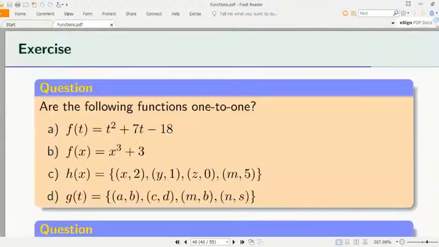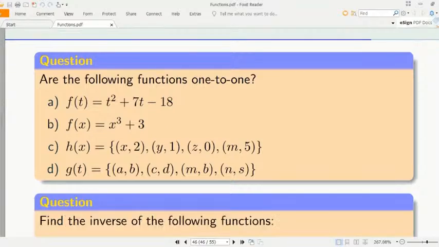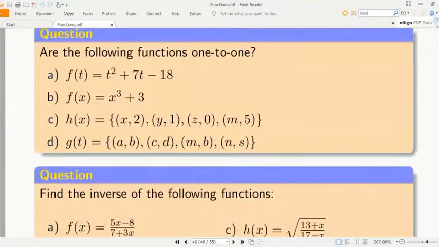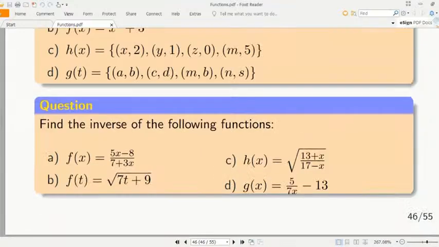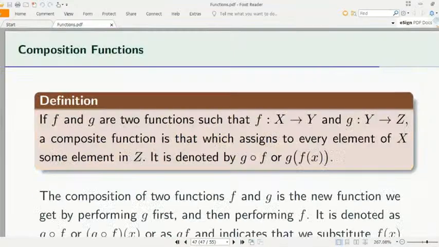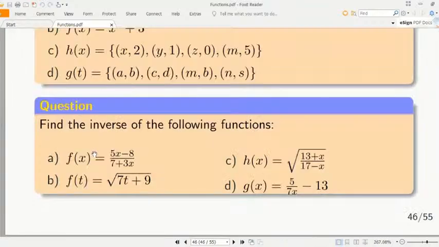You can attempt these questions. Are the following inverses the following functions 1 to 1? Okay, those are the questions. There's another question here. Find the inverse of the following functions. Let me just show you that one again. Find the inverse of the following functions. And these are the functions. Find the inverses. So first of all, as we say, determine if it's 1 to 1 before you find the inverse.